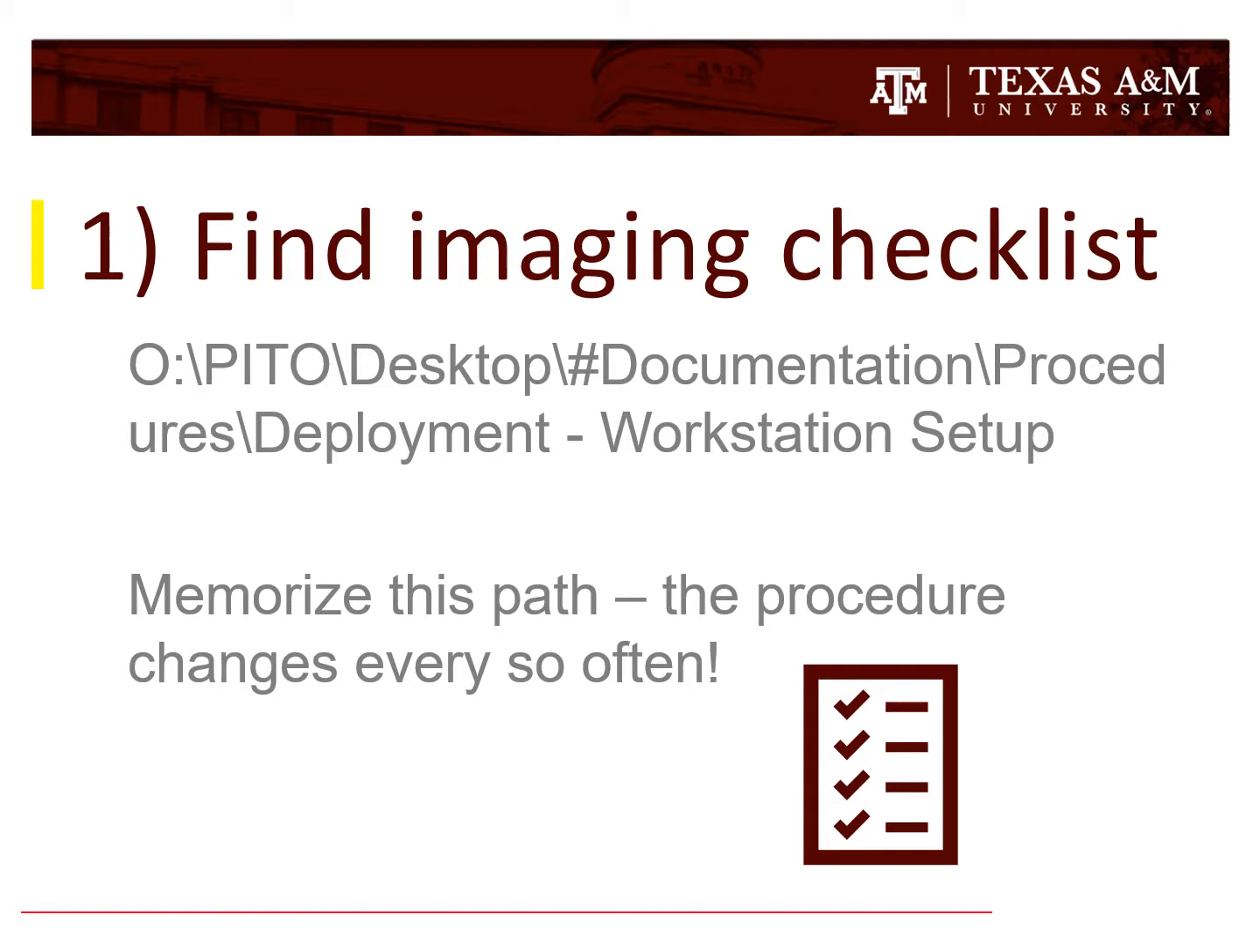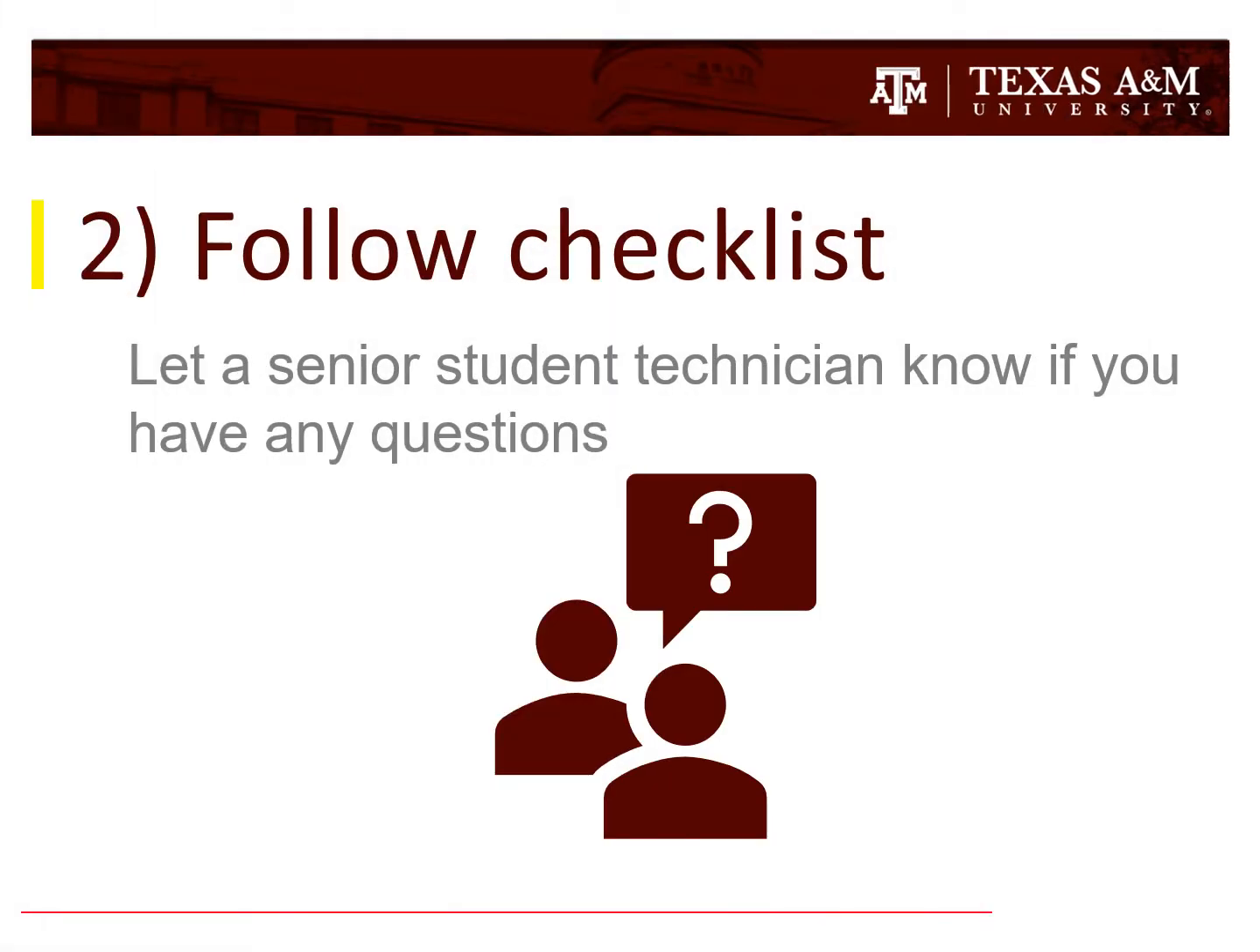The process for imaging a computer can be found in the file path listed on the slide. It would be a good idea to memorize this file path, as the procedure changes every so often as we improve our processes. The checklist should provide all of the instructions for imaging the computer. If you have any questions, let a senior student technician know.